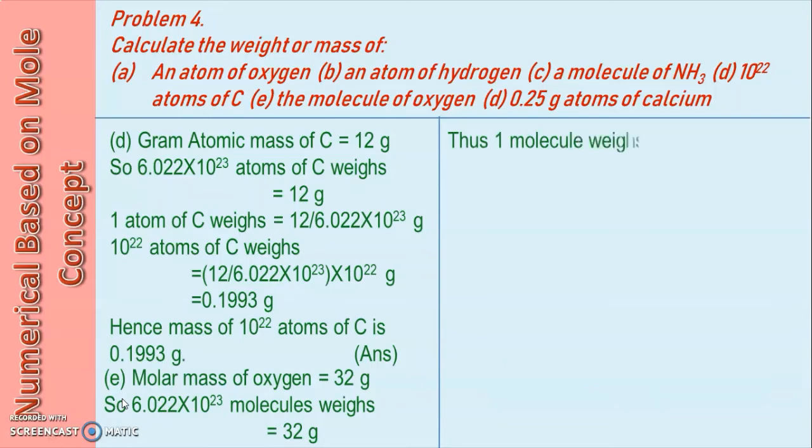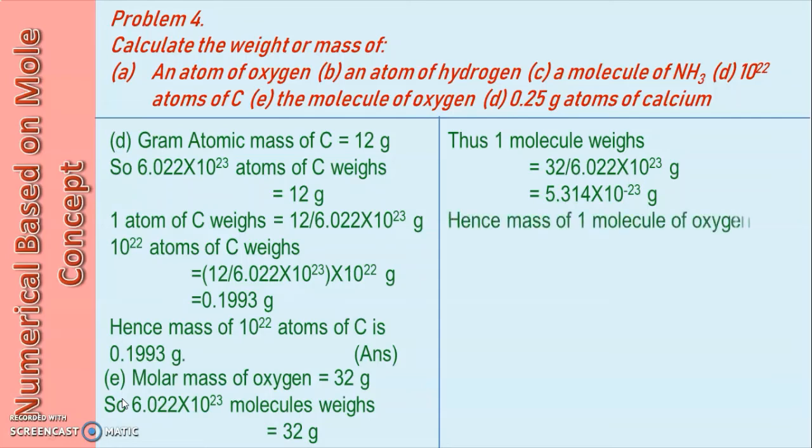The mass of one molecule of oxygen will be equal to 32 divided by 6.022 into 10 to the power 23 gram. So now after calculation we will get 5.314 into 10 to the power minus 23 gram. Hence the mass of one molecule of oxygen is 5.314 into 10 to the power minus 23 gram.